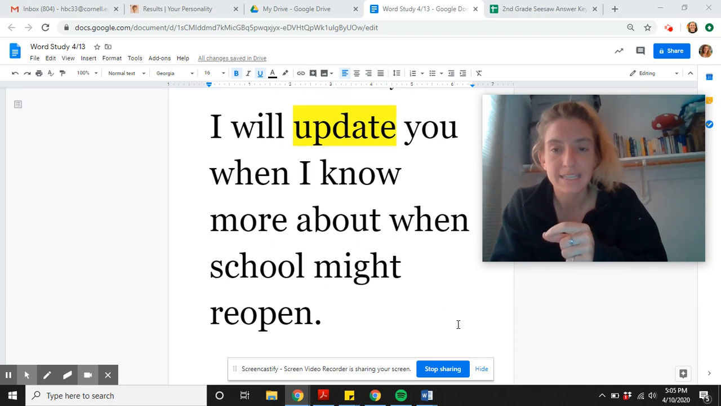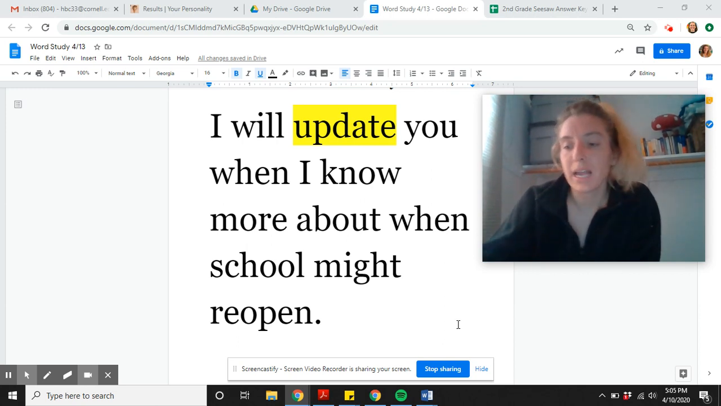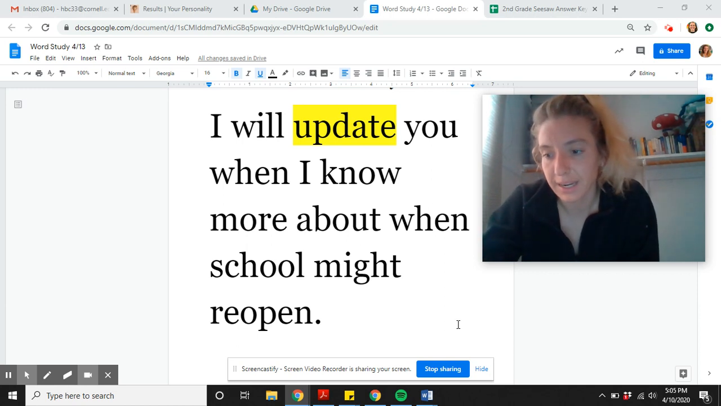I'm going to read it in a sentence and start thinking about what update might mean. I will update you when I know more about when school might reopen. Second, lock it in your brain. What might update mean based on what you see here?